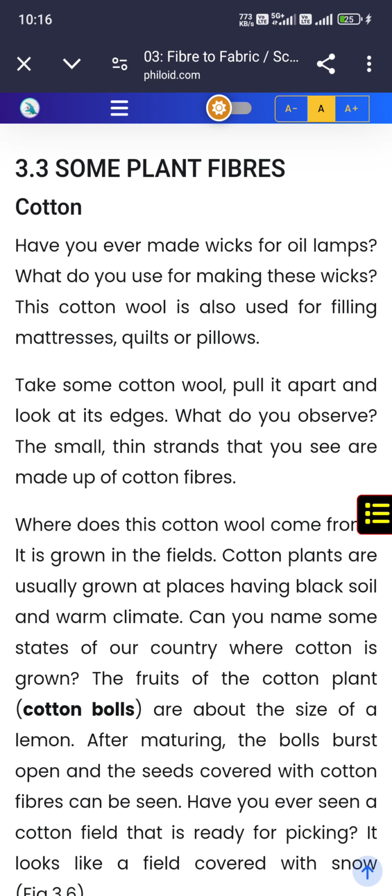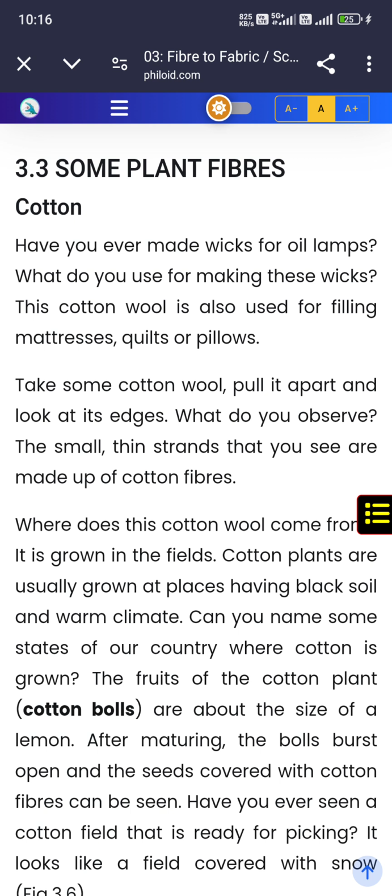So this is cotton wool, also used for filling mattresses, quilts or pillows. So they are listing other uses of cotton wool, which is filling mattresses, quilts or pillows. They are saying, take some cotton wool, pull it apart and look at its edges. What do you observe? The small thin strands that you'll see are made of cotton fiber.